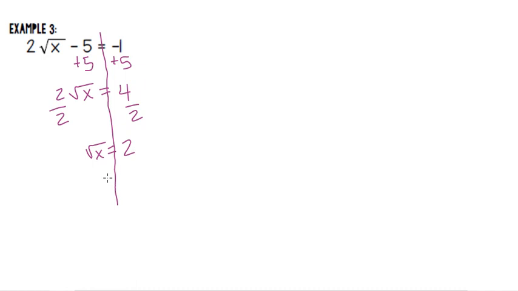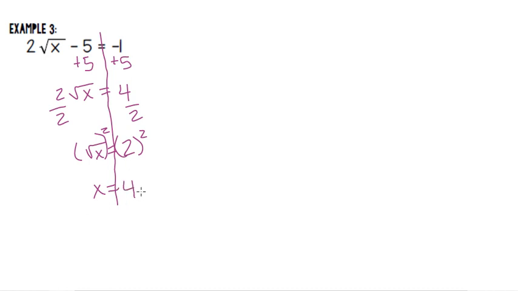So the next thing that I need to do is get this x out from underneath the radical. So I'm going to square both sides. And again, I'm squaring it because it's a square root. If it were a cubed root, I'd be cubing it. But this is going to give me x, and then 2 squared gives me 4.